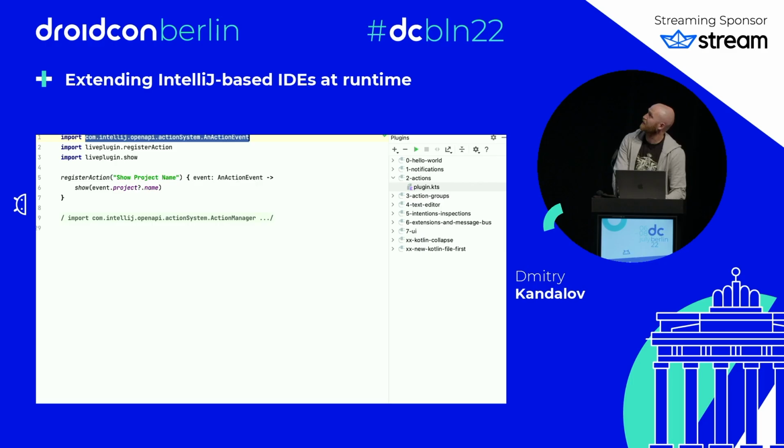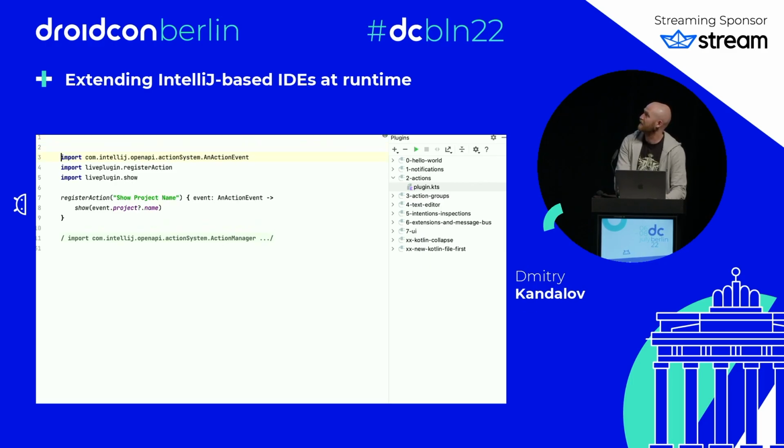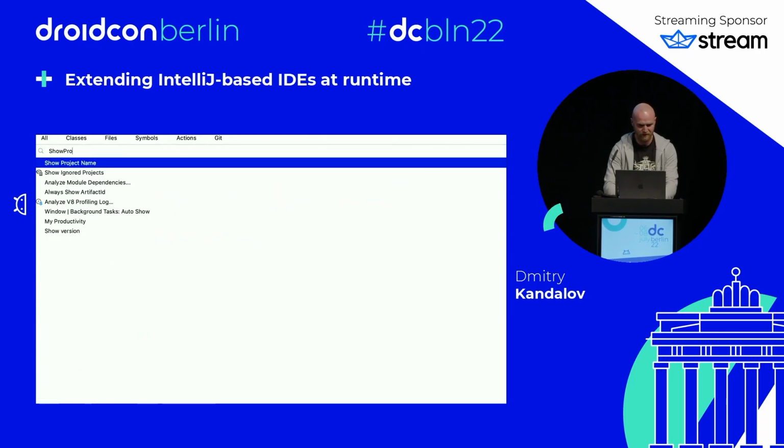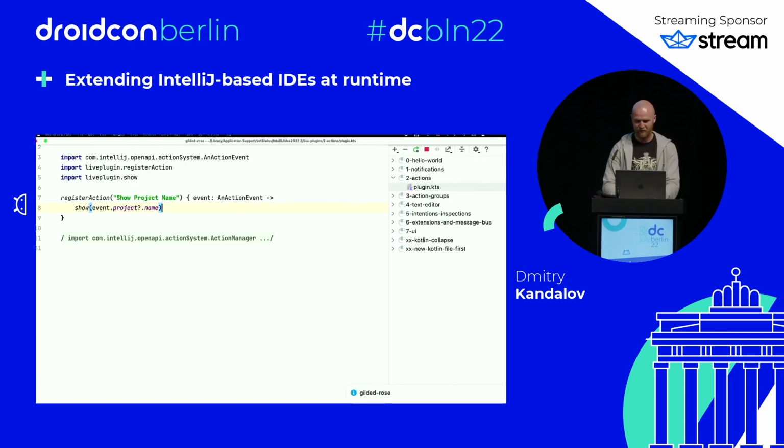Oh, you cannot see, the top is a bit cut off. Nice. So yeah, it comes from the IntelliJ API, so it's not part of LivePlugin, right? So if I run this now, I can go to, let's say, Help, Find Action, and I type show project name. And so the action appears there. So it's like a real action, it's integrated everywhere. So if I run it, it just prints gilded rose, which is the name of the project, as we've seen.